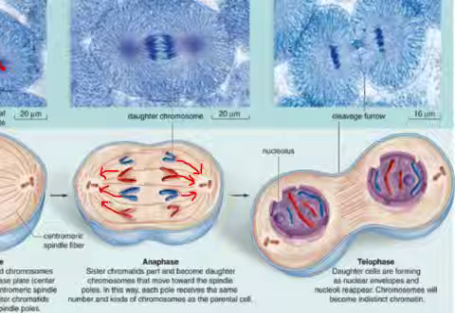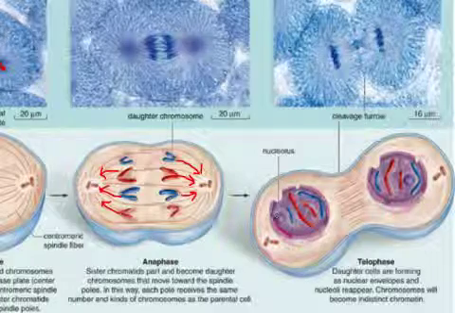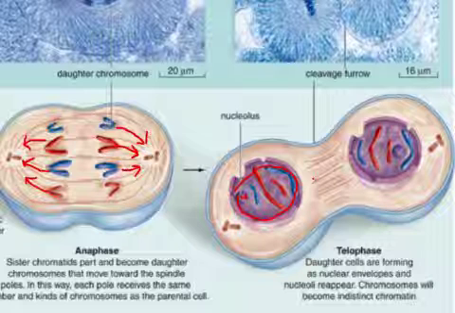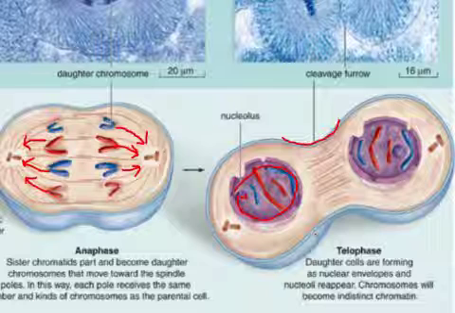And then the last stage is telophase. In telophase, we have completed separating the sister chromatids. The nuclear envelope is going to reform. The nucleolus is going to reform. And also during telophase, we begin cytokinesis.